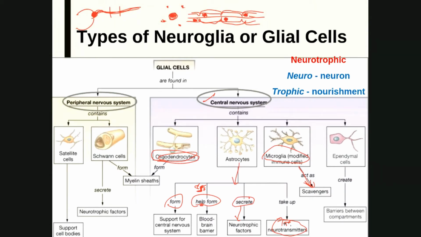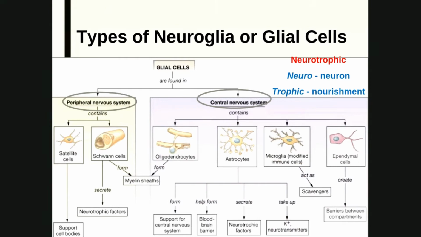Then ependymal cells are also present in between the cells and act as barriers. So these are some of the neuroglia, the supportive cells in the nervous tissue. Don't think that the whole brain, spinal cord and nerves are packed with neurons. Neurons are only 20%, and the remaining 80% of the cells are supportive cells, the glial cells. Okay, so next we will go.